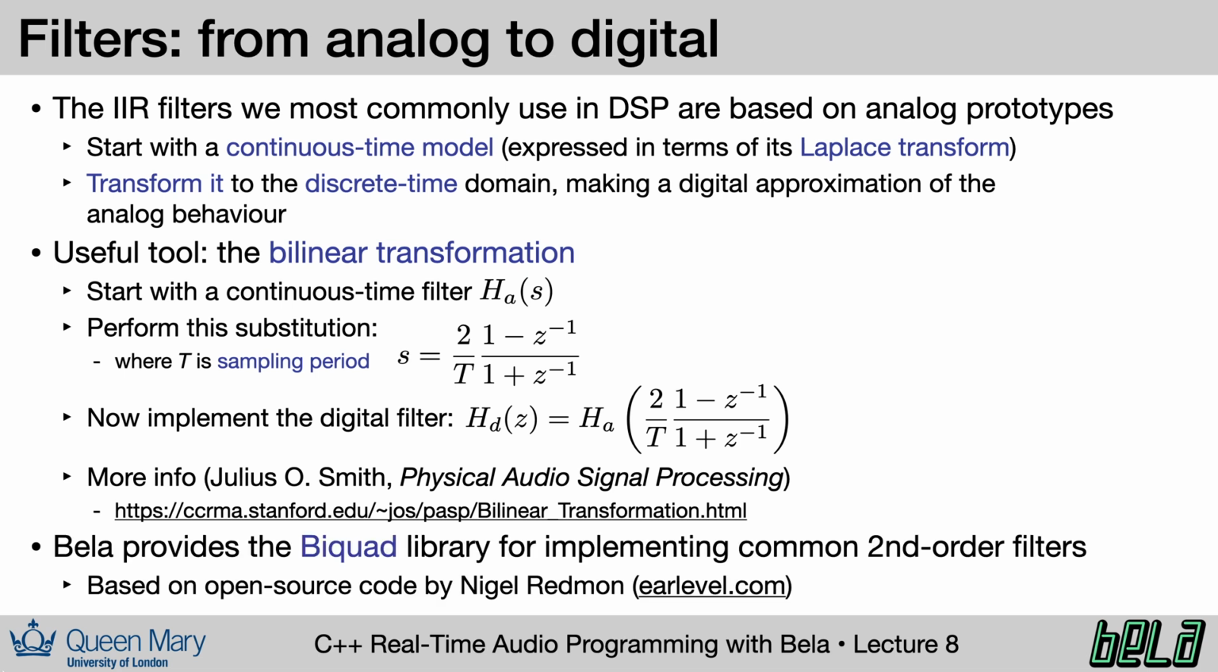I'll also note that Bela provides a built-in library called biquad, which implements a number of different common second-order filters. This, in fact, is based on other open-source code by Nigel Redmon, and details on that can be found in the comments in the library.